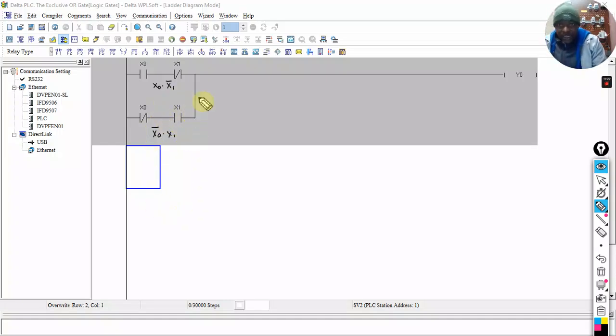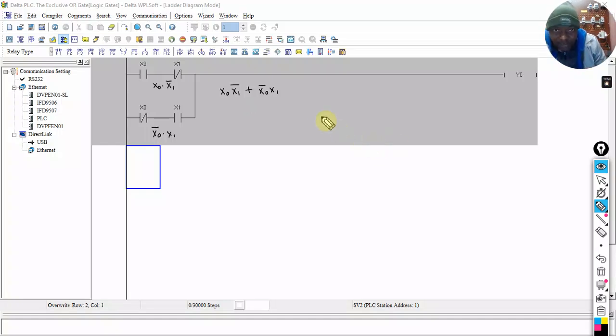Alright, so as you can see, the one line is x0, x1, not. The other line is x0, x1, but the not is on x0 this time. But together they are parallel, so parallel means OR. Alright, so this is literally how easy the exclusive OR is determined. Now let's see if this works.